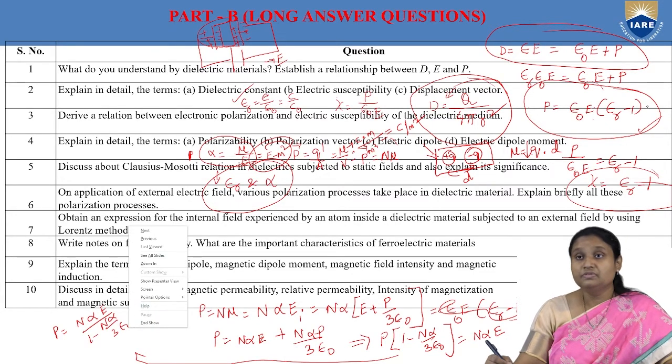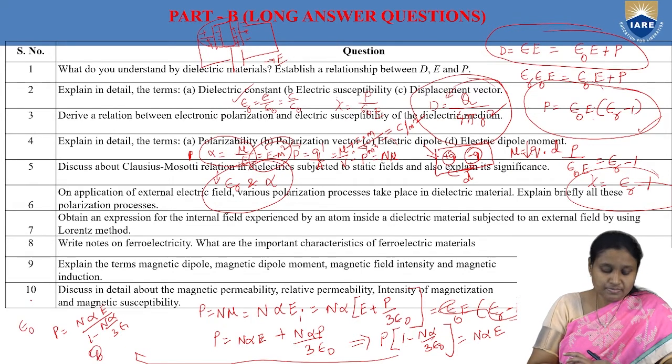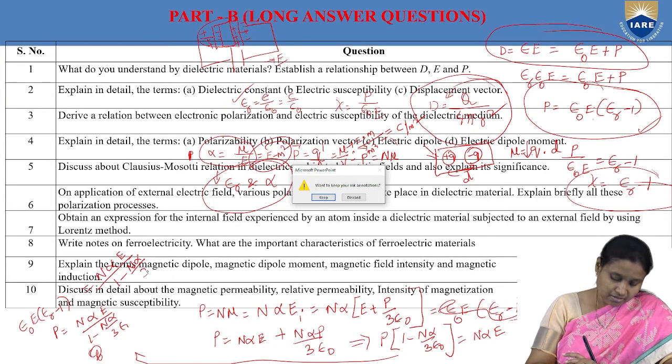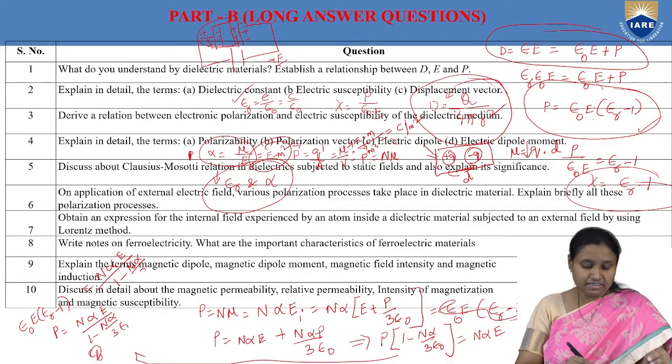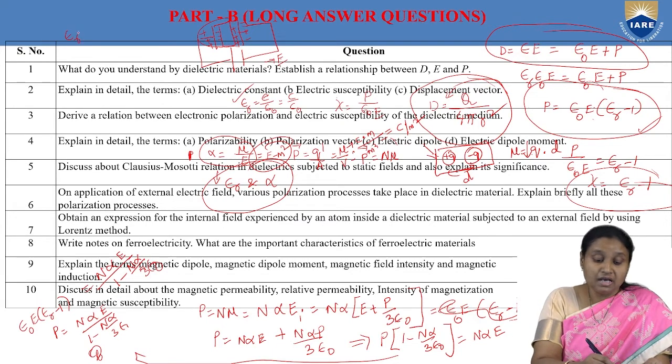Now I'm going to make use of this relation. In place of P, we write epsilon naught E into (epsilon r minus 1), which is equal to N alpha E by (1 minus N alpha by 3 epsilon naught). Now we simply rearrange the terms, and once we rearrange, we end up with our Clausius-Mossotti equation: (epsilon r minus 1) by (epsilon r plus 2) is equal to N alpha by 3 epsilon naught.